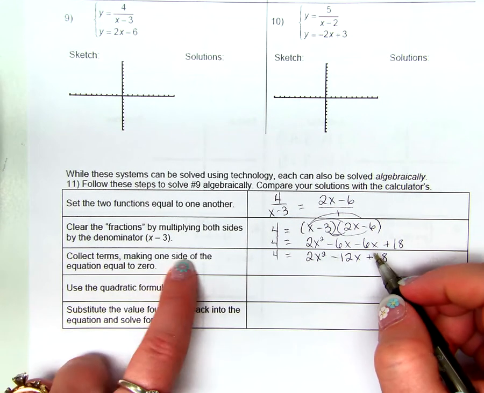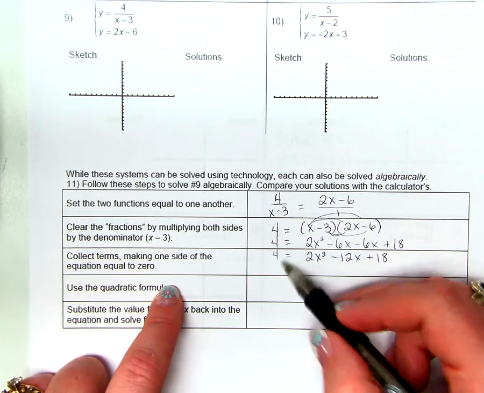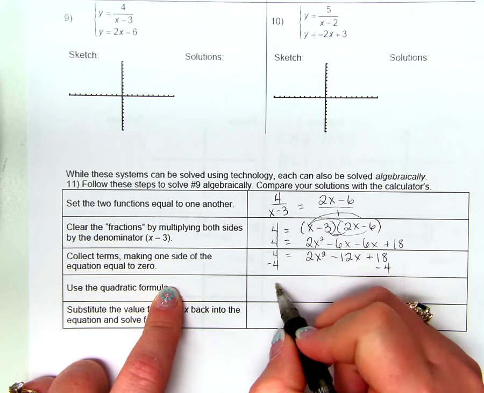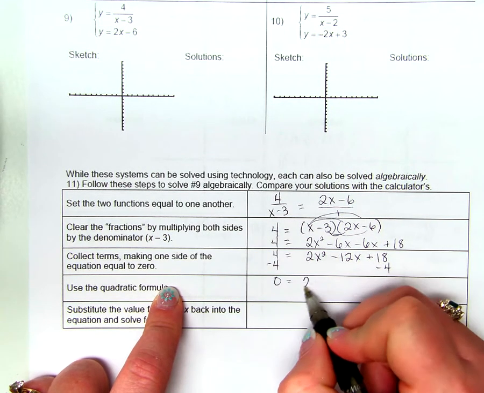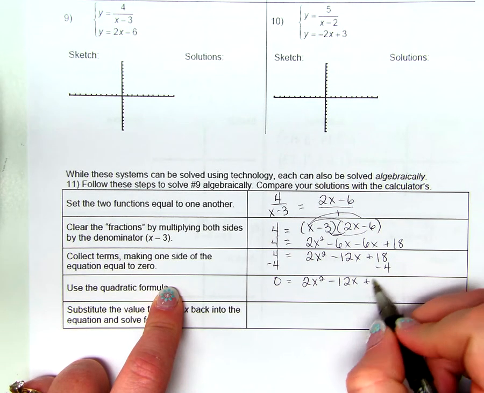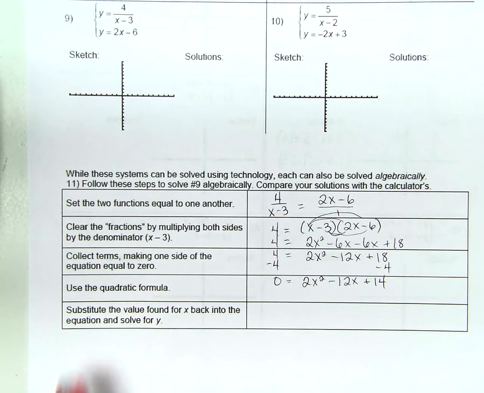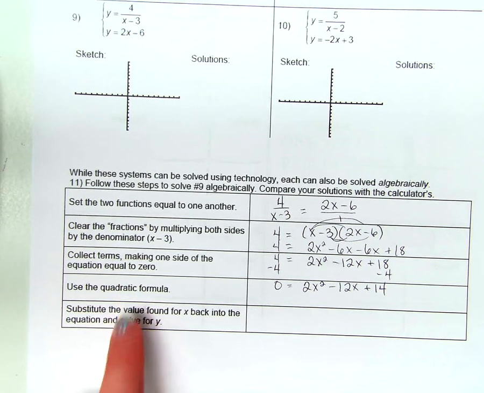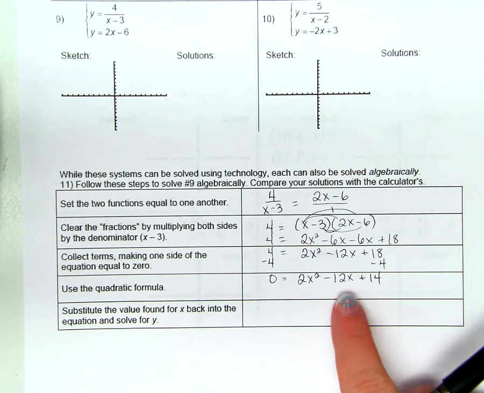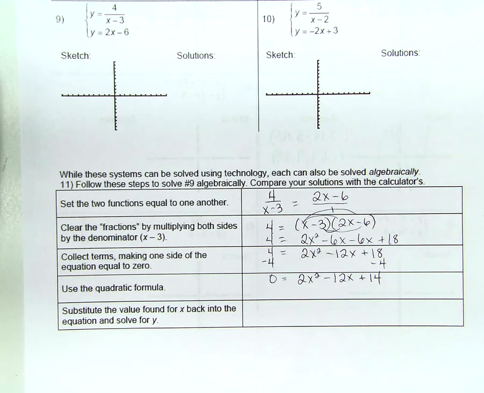We need to set one side equal to 0. It is a quadratic, so we solve by setting it equal to 0. So we subtract 4 from each side, and we get 0 equals 2x squared minus 12x plus 14. Okay, and then we want to solve using the quadratic formula. You already know how to solve using the quadratic formula. I'm not going to take the time on this video right now to make sure you can do that correctly. We've done that many and numerous times.